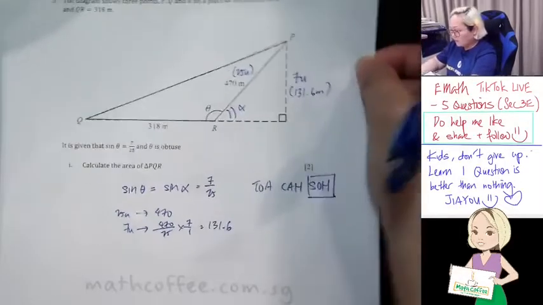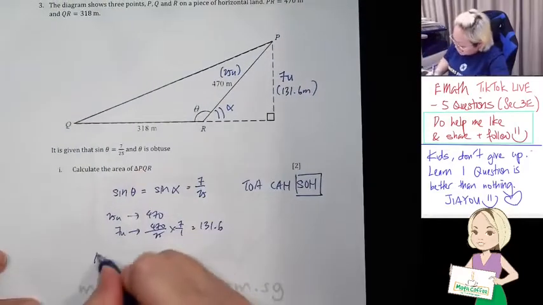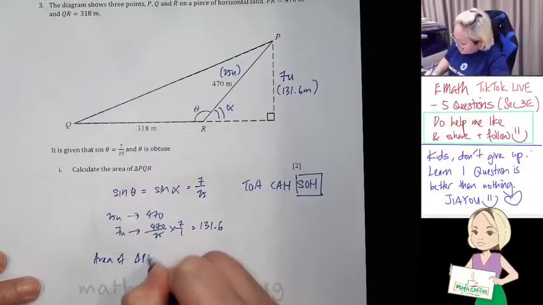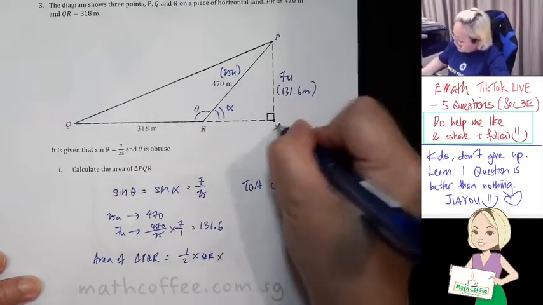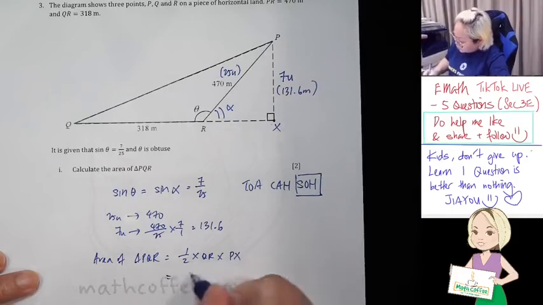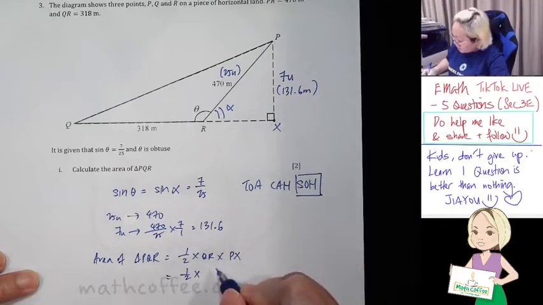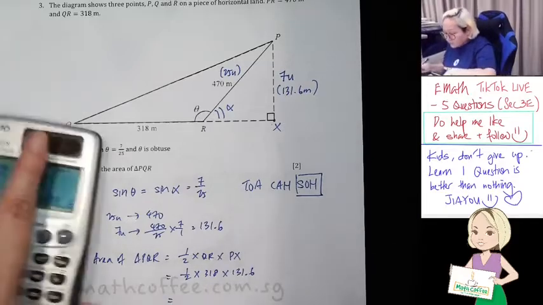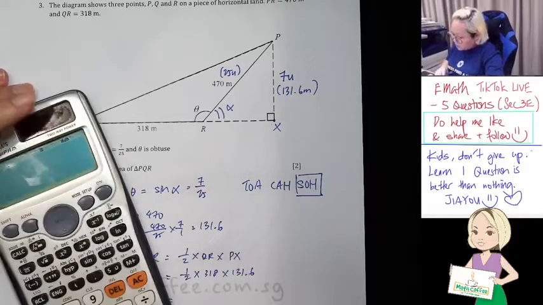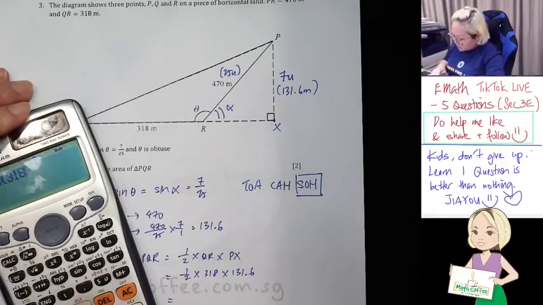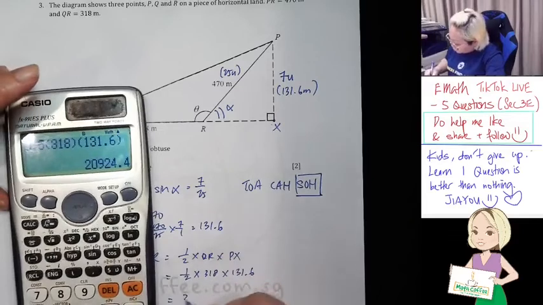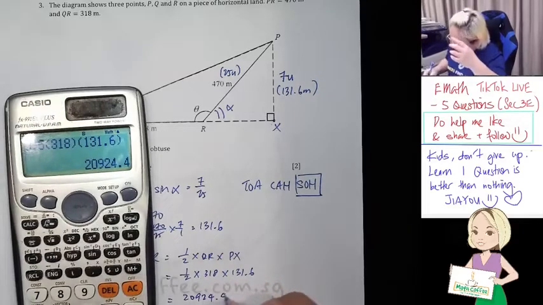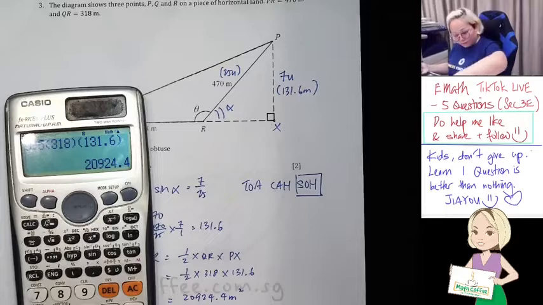Then after that, area of triangle PQR equals half times QR times height. I can label this as x. So it will be half times 318 times 131.6. You can also use brackets. 318 and 131.6, and we will get 20924.4 meter square.